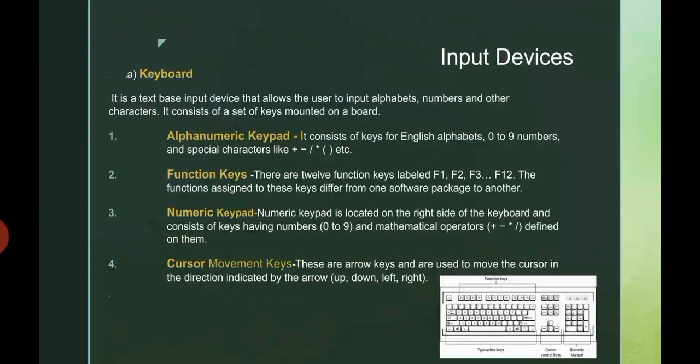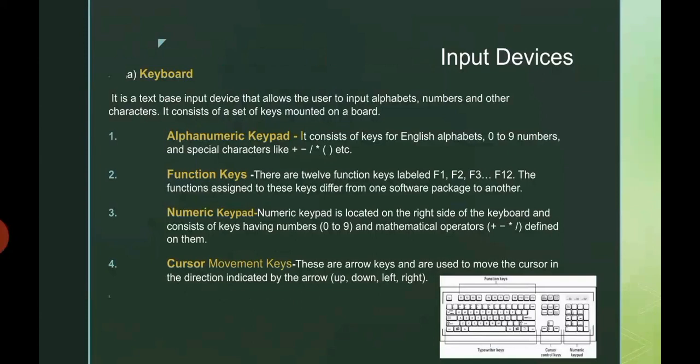So here are the four parts of the keyboard. First is the alphanumeric keypad. It consists of keys for English alphabets, 0 to 9 numbers and special characters like plus, minus, divide, multiplication, bracket, etc. We say it is an alphanumeric keypad because this type of keypad is a combination of alphabetic keypad and numeric keypad.